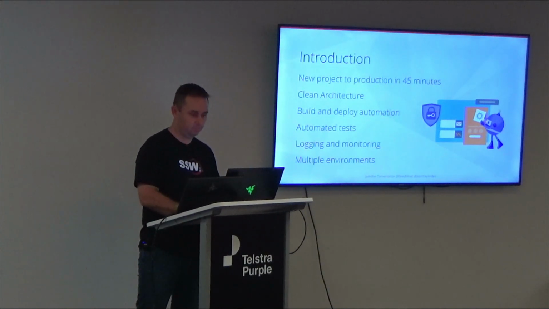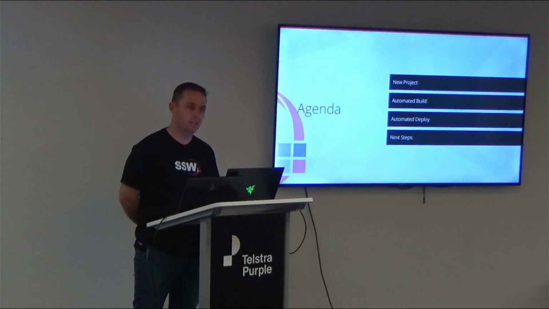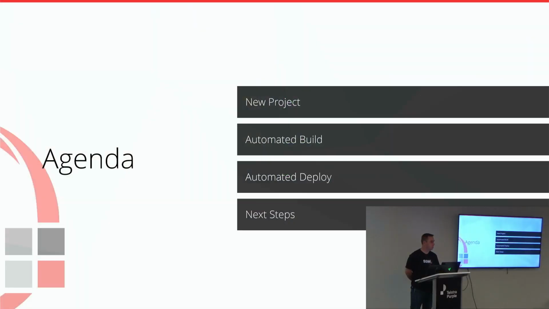So let's get started. In this talk, I'll cover creating the new project and the associated repository. We'll have proper source control. We'll look at automated build, so we'll set up continuous integration to build, test, and publish the project. We'll set up automated deployment, so we'll set up continuous deployment to deploy the infrastructure and the project to the cloud. And once the project's in production, I'll discuss the next steps. Let's get started.